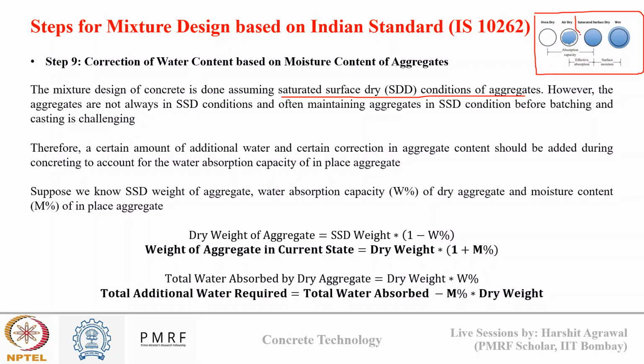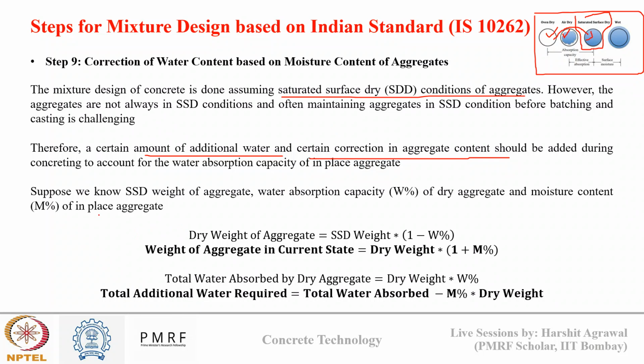Generally when we talk about mixture design, we assume that my aggregates are in this state. However, in reality my aggregates are generally not in this state. They will be either in this state or in this state. So we need to take a certain amount of additional water so that aggregates achieve this state, and that will also account for a certain correction in aggregate content. SSD weight means when my aggregate is completely saturated by water from inside but my surface is dry.